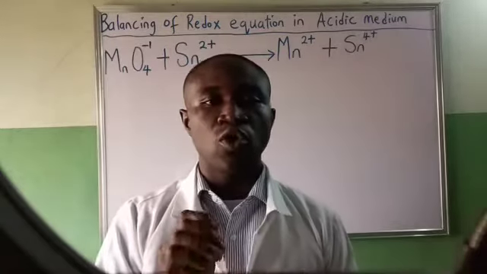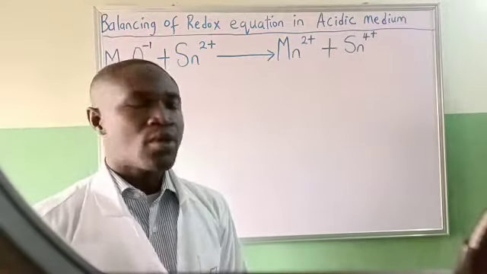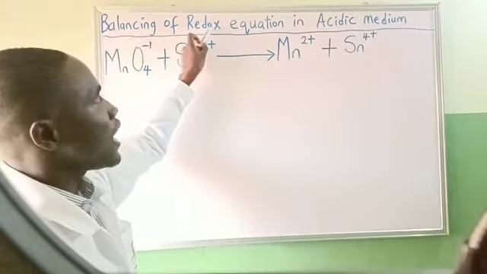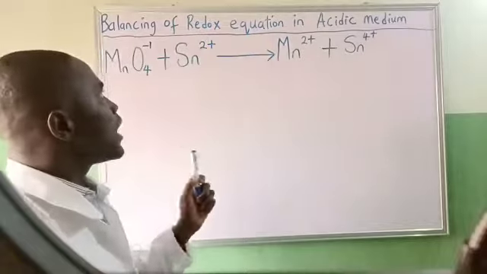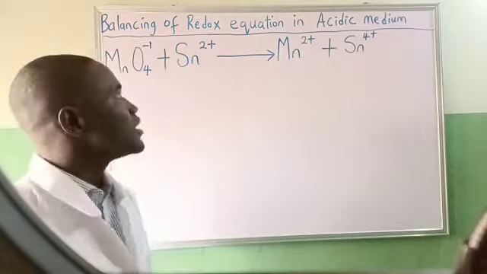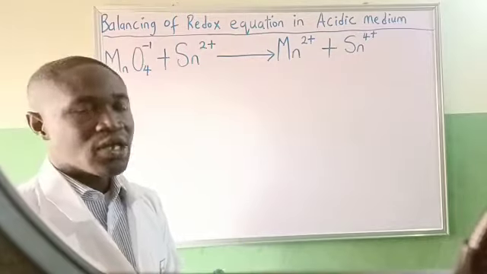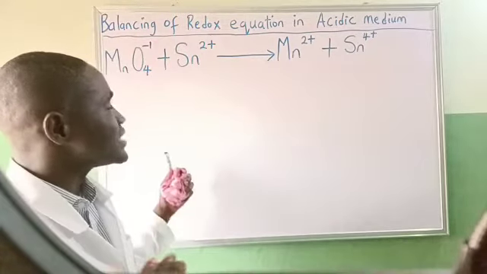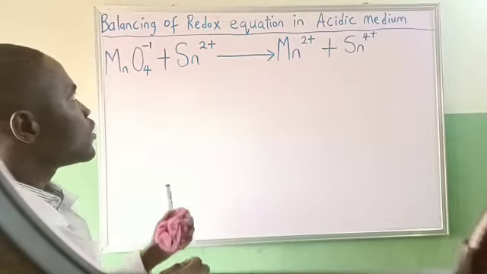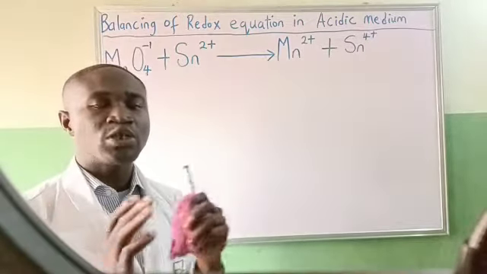In this video, we want to look into how to balance a redox equation in acidic medium. Now, from the word redox, it means reduction and oxidation. When you talk about a redox equation, it simply means an equation that has both reduction and oxidation. That is to say, it is a reaction that involves reduction and what? Oxidation.